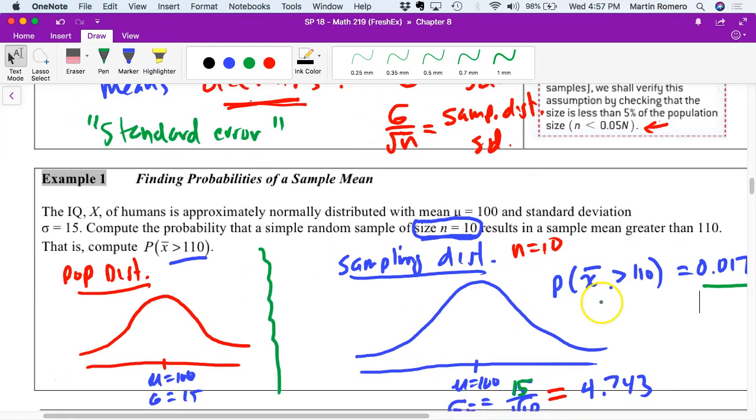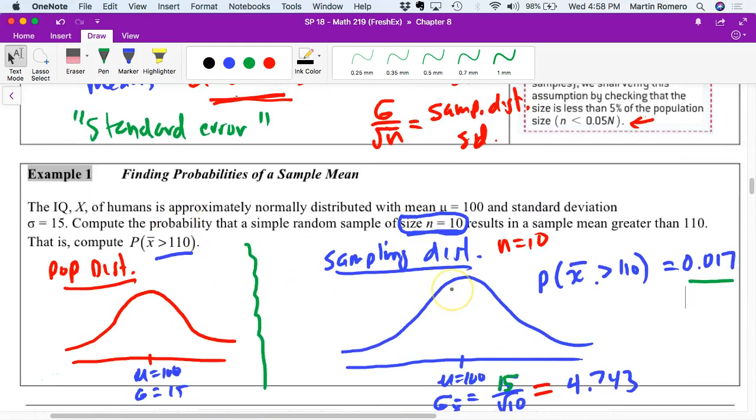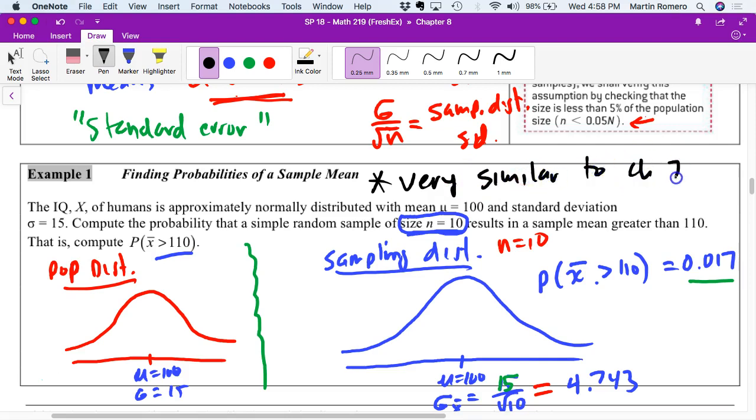There's our first example using this adjusted standard deviation to calculate a probability. Make a note if you're following along: this is very similar to chapter 7.2. We're doing the same thing. The only difference is we're using an adjusted standard deviation. That's part 2.